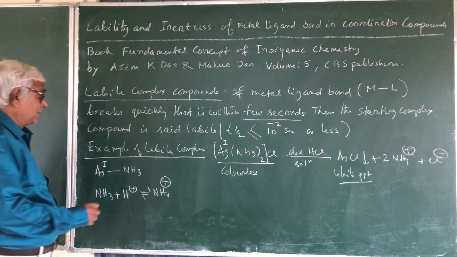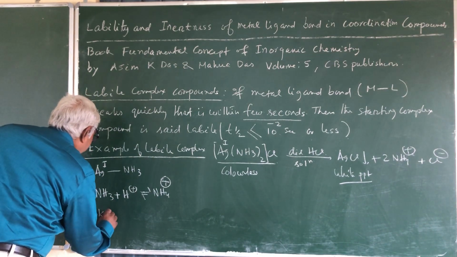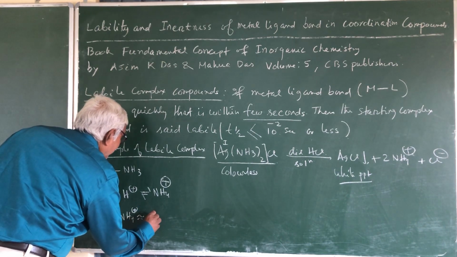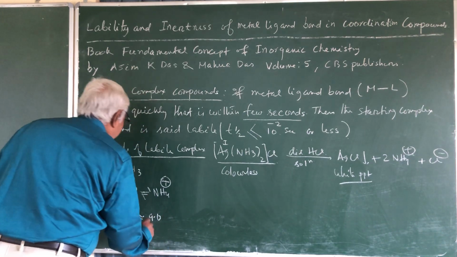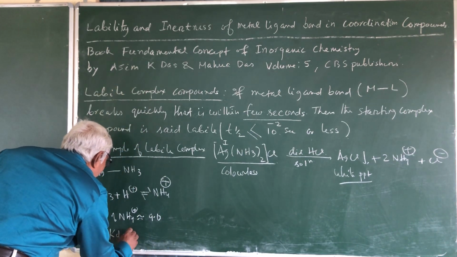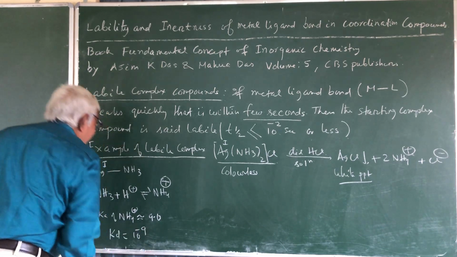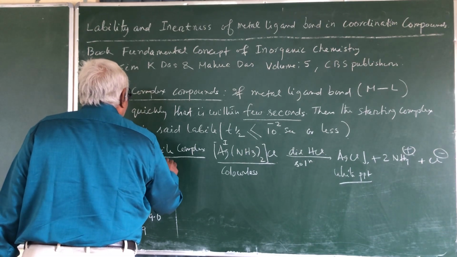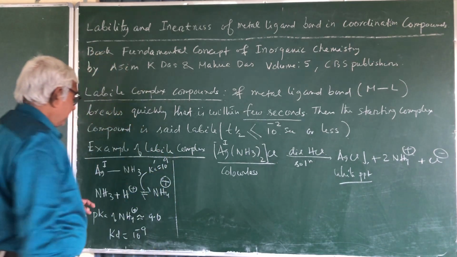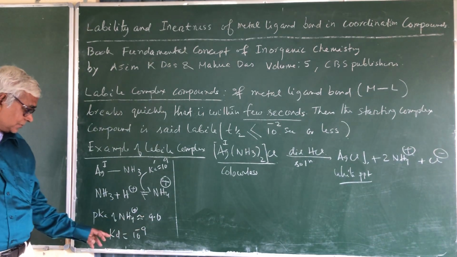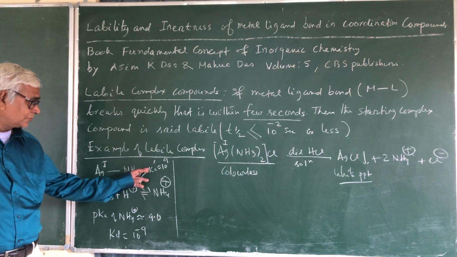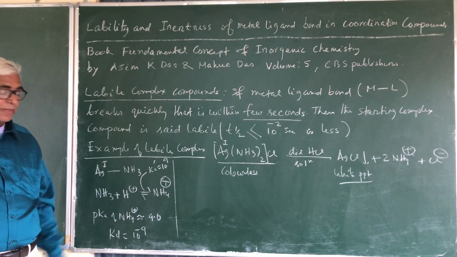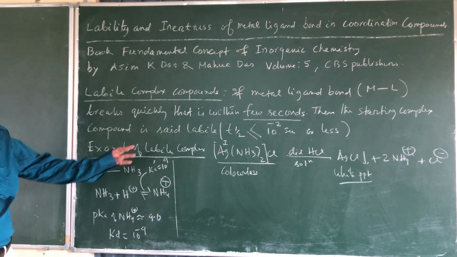The pK of ammonium is around 9. So the dissociation constant is 10 to the power minus 9. So the association constant will be 10 to the power plus 9. Therefore, ammonia has very strong affinity for H plus. So therefore, it leaves silver ion.